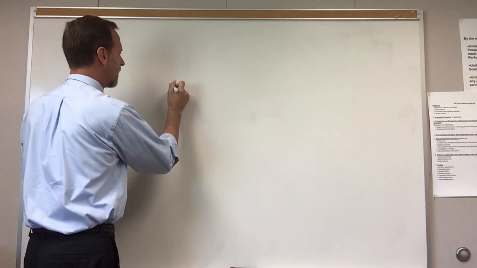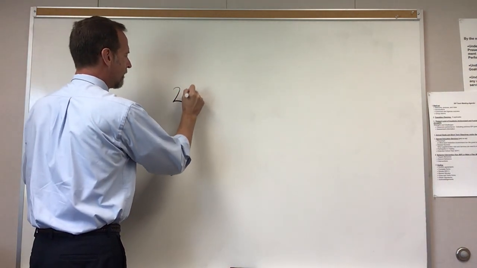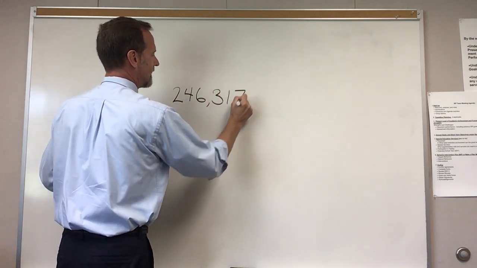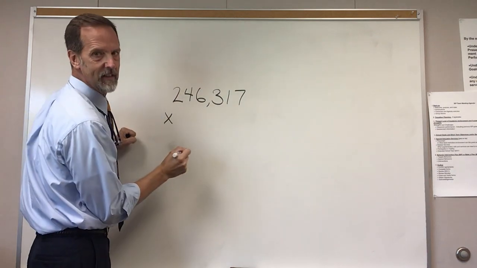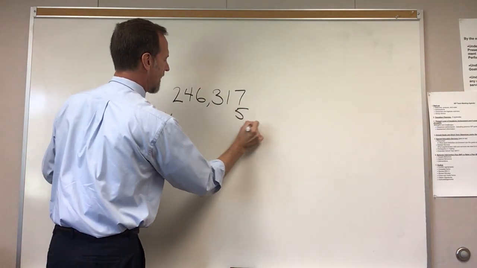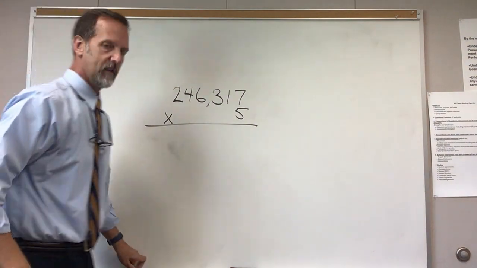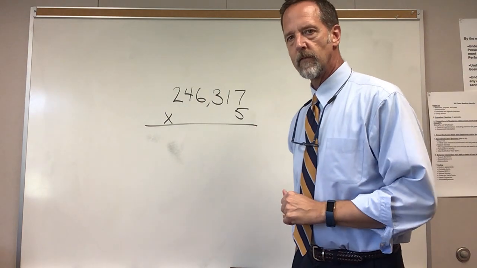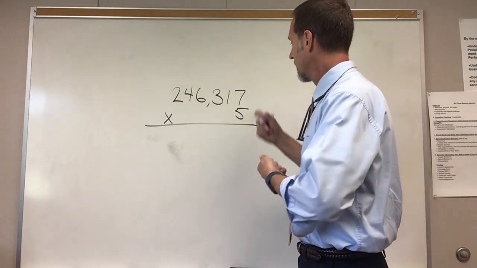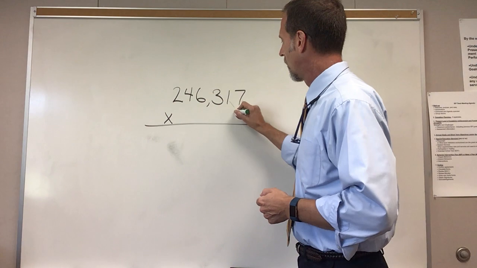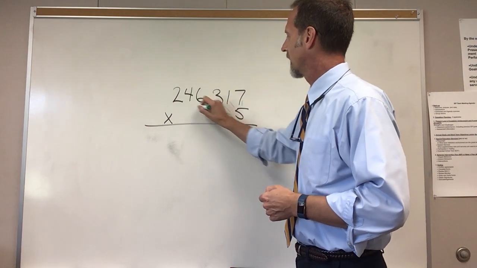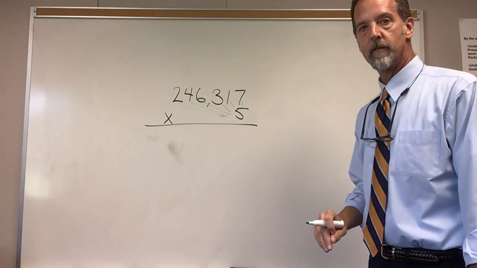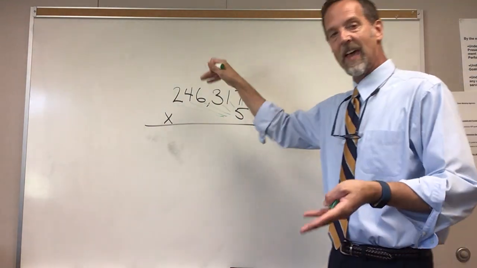Let's try 246,317, and I'll make it easy on you, and we'll do it times 5. Do you think you can? How many times would we have to multiply here? How many times? 6 times, right? 5 times 7, 5 times 1, 5 times 3, 5 times 6, 5 times 4, 5 times 2. Every one of these numbers we're going to do times that 5. Right? Start in the ones place. If we have to add in, we'll add in at the end.